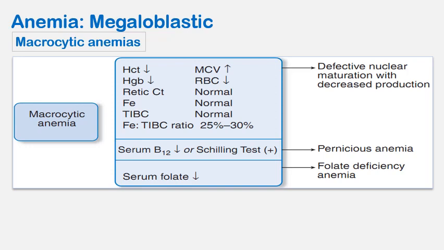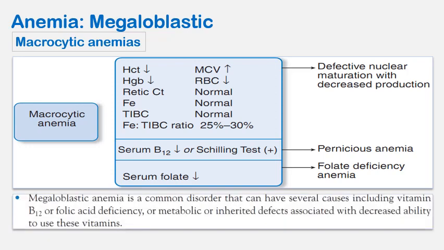While if the serum folate is deficient, it is called folate deficiency anemia. Megaloblastic anemia can be caused by several factors, most of which lead to B12 or folic acid deficiency. These factors include metabolic or inherited defects in these vitamins.